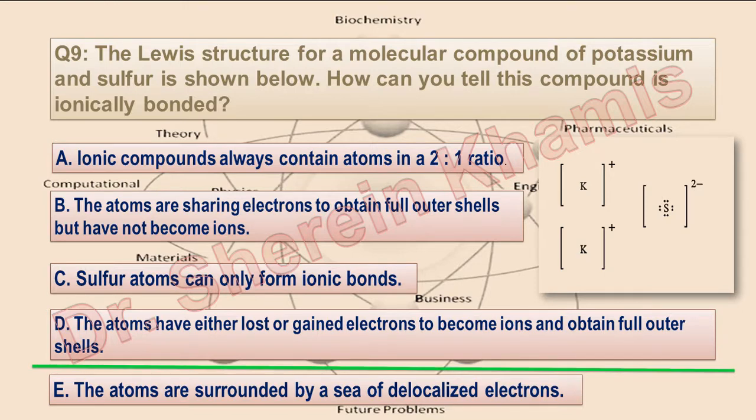So the right answer will be, how can you tell this compound is ionically bonded? The atoms have either lost or gained electrons to become ions and obtain a full outer shell. So to reach what? To reach the octet rule. It's an easy question. We have here the diagrams showing the formation of ionic bonds. Okay, let's go to question number 10.